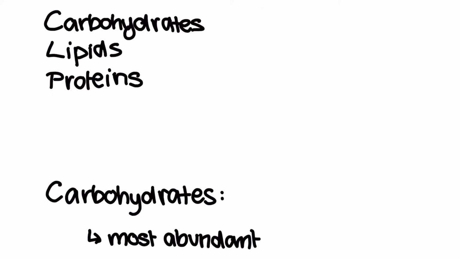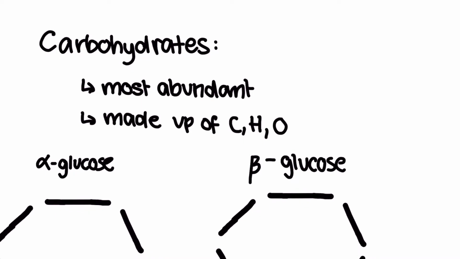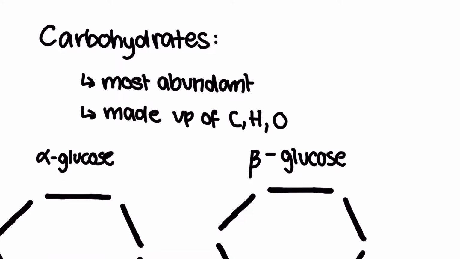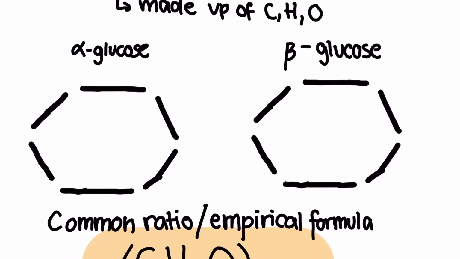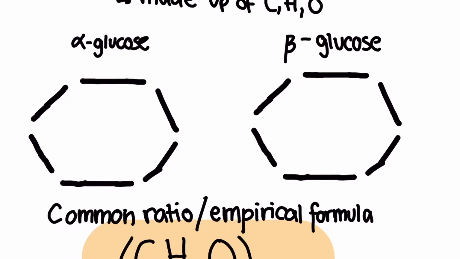Carbohydrates are the most abundant organic compound in nature, made up of C, H, and O atoms in this pattern for alpha glucose, which is there is an oxygen here and 6 carbons. And on each of the carbons that are in this ring structure, there is a hydrogen atom and a hydroxide molecule.